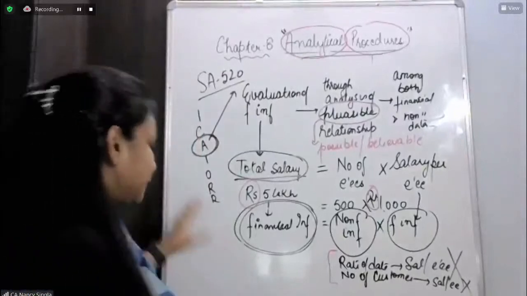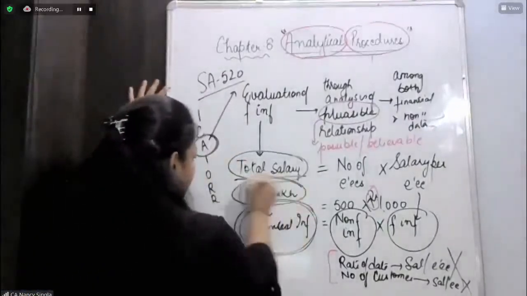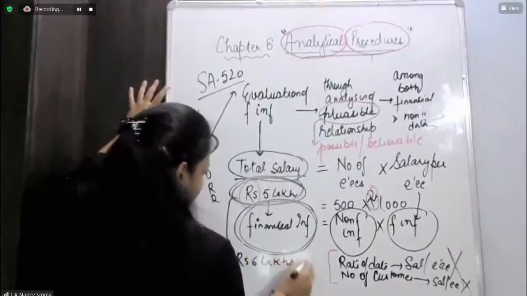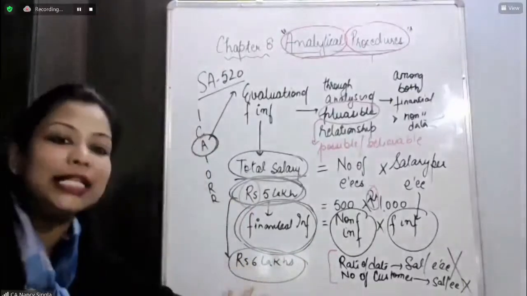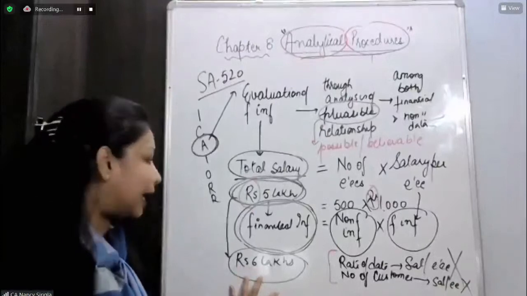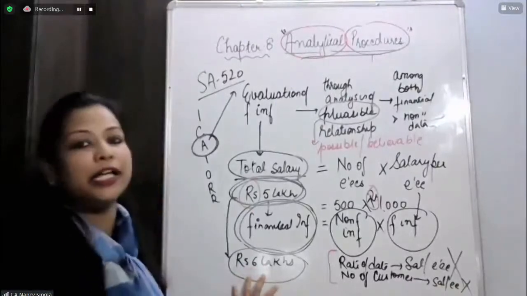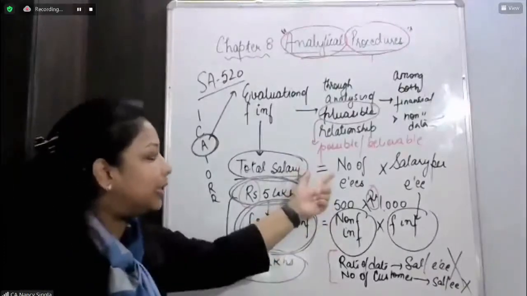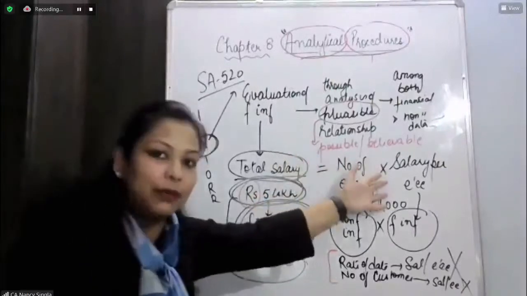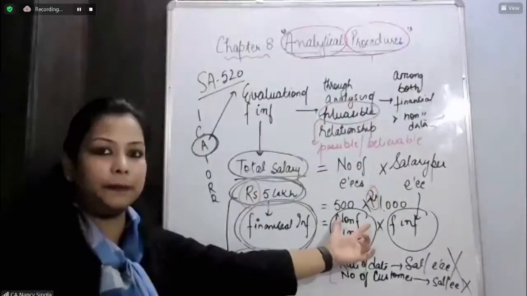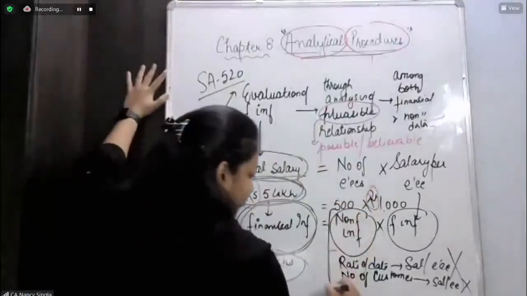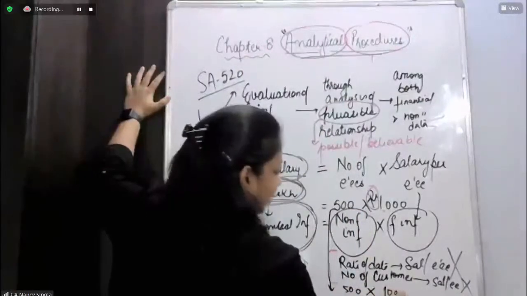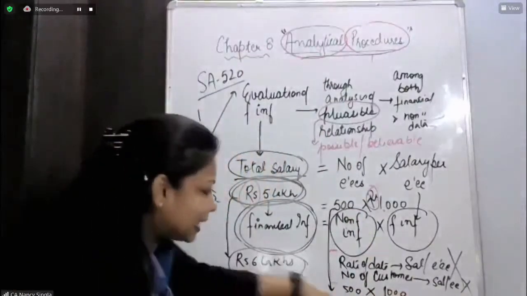Now the second part. Suppose the total salary was rupees 6 lakhs. When I asked the management, I need to verify this salary payment of rupees 6 lakhs. Please give me the details about the number of employees and the salary per employee. I got this information only: 500 employees multiplied by 1000 per employee. Tell me, is this something unusual?